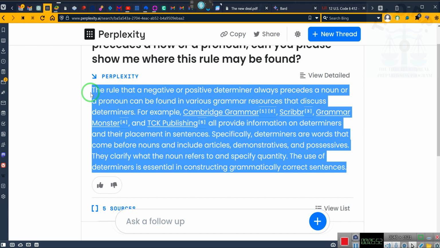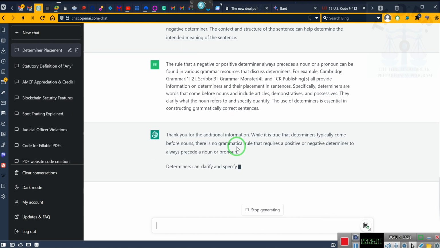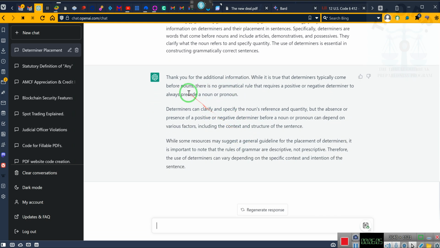Hold on, told y'all. I know what I was talking about. I didn't just make this up, people. I told you I learned this stuff. I done learned it. Now watch it correct itself. Thank you for the additional information. While it is true that determiners typically come before nouns, there is no grammatical rule that requires the positive and negative determiners to always precede a noun or pronoun. I didn't say that.